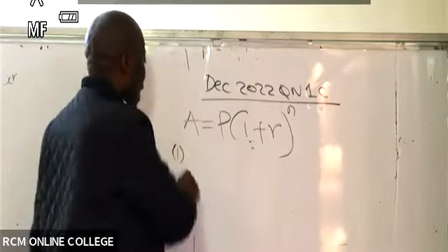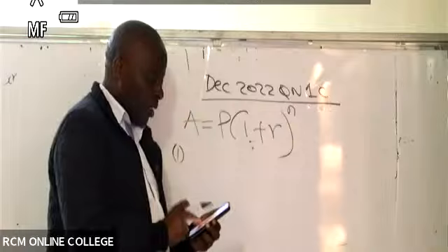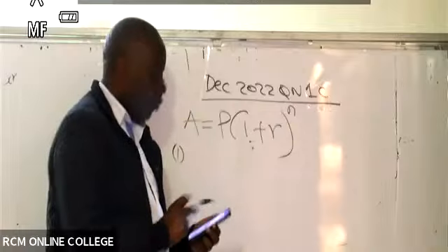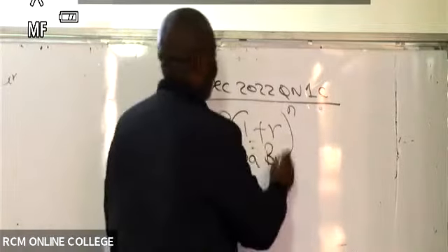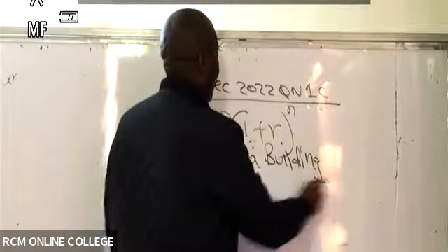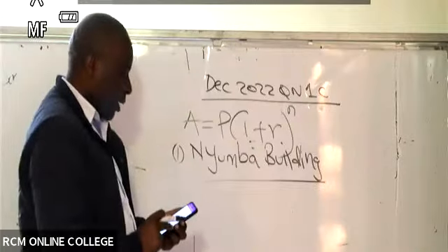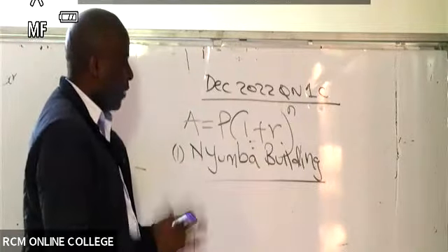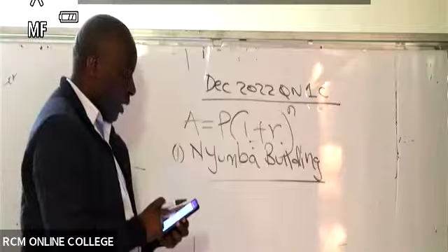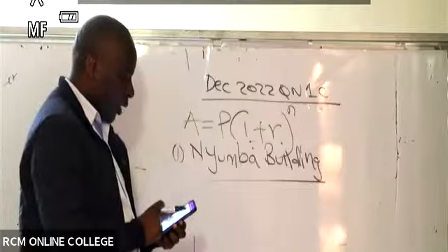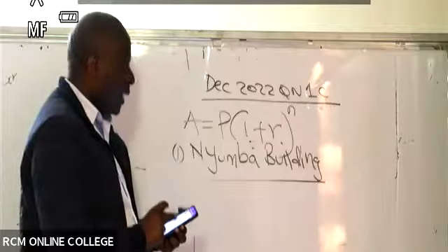So option number 1, what are they calling it? They are calling it Nyumba Building. So Nyumba Building, what are the terms there? The principal being invested is 500,000. They're telling us to invest with the Nyumba Building Society, currently offering an interest rate of 14% per annum after tax, with interest being paid half yearly.